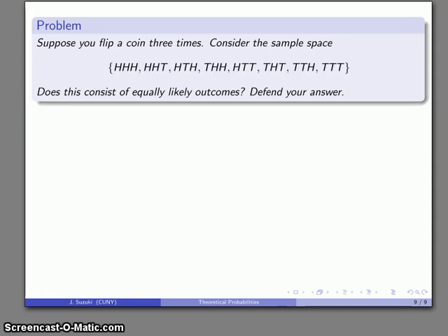On the other hand, consider our other sample space, again for the same experiment, flip a coin three times, and this time I'll take a look at this set of outcomes. So does this consist of equally likely outcomes? And this is actually a harder question to answer, so we might approach it this way. Suppose I take any two of these outcomes, for example, heads, heads, heads, or tails, tails, heads. Now, we have not yet talked about calculating any probabilities, but we should be very, very careful in how we proceed. The question is, do we feel that one of these outcomes is more or less likely than the other outcome? And so one way we might approach this is the following.